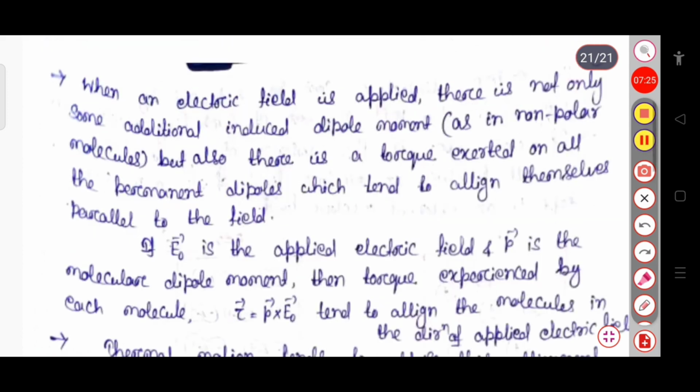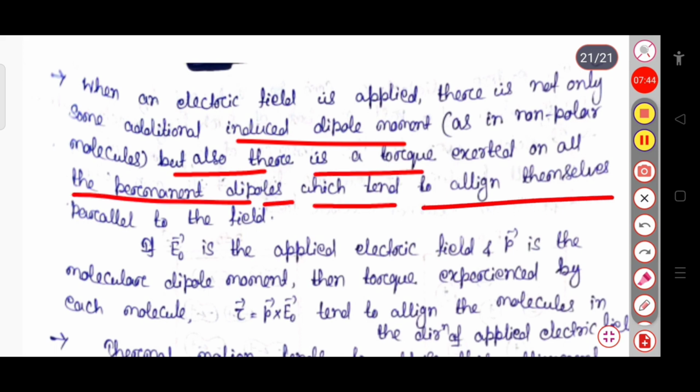So this is the case when no electric field is applied to the dielectric. But when an electric field is applied, there is not only some additional induced dipole moment, but also a torque exerted on all the permanent dipoles, which tends to align them parallel to the field.